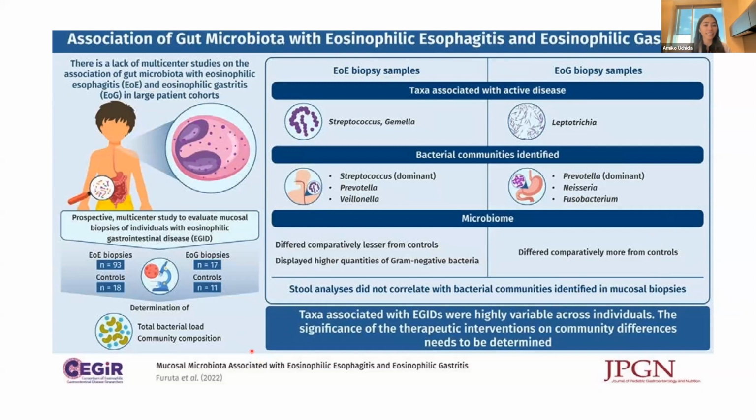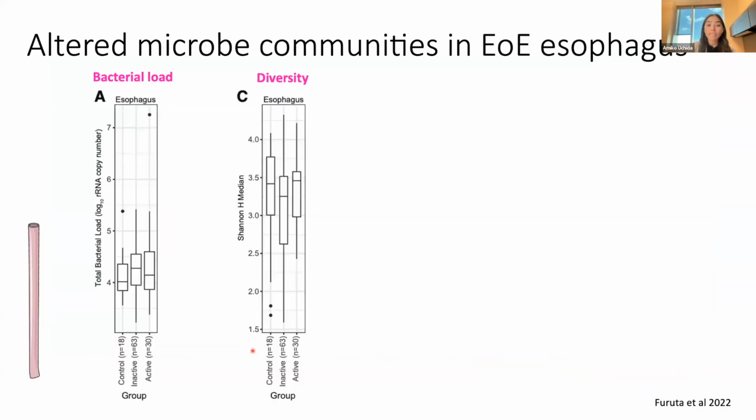But what they did is they standardized the approach of increasing the number of patients that we're looking at, and looking both in the esophagus as well as stool, actually, to say, can we replicate some of these things? Most of the data that we're going to review today was done within the esophagus. And they found that overall, it seems like the microbial communities in the EOE esophagus seemed to be changed or altered a bit.